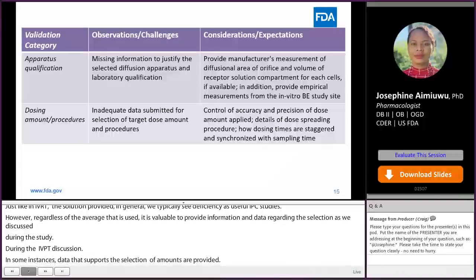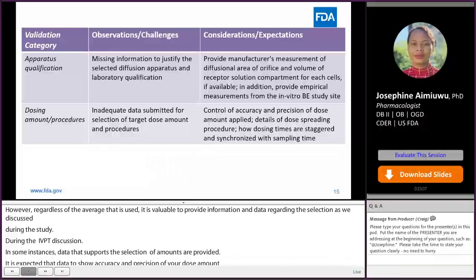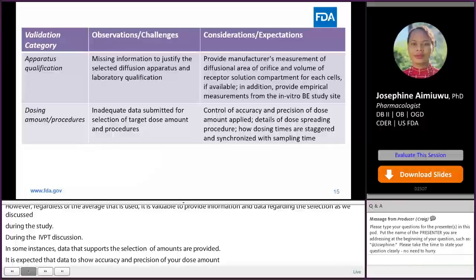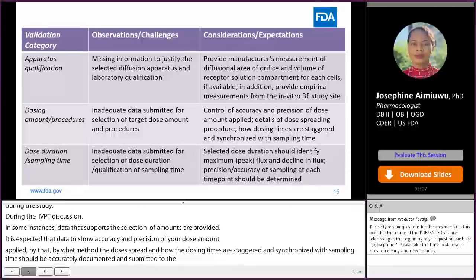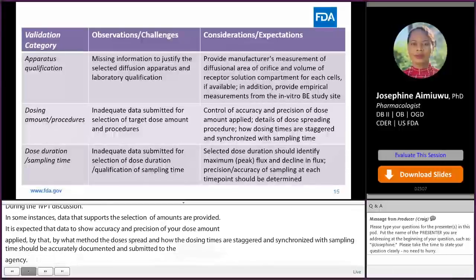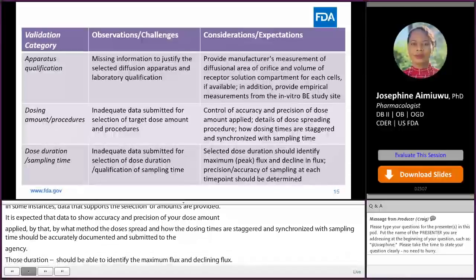By that, by what method dose was spread and how the dosing times were staggered and synchronized with sampling times should be appropriately documented and submitted to the agency. Dose duration and sampling time selected should be able to identify the maximum flux and the decline in flux. The precision and accuracy of sampling at different time points should be determined, and the data should be submitted to FDA.